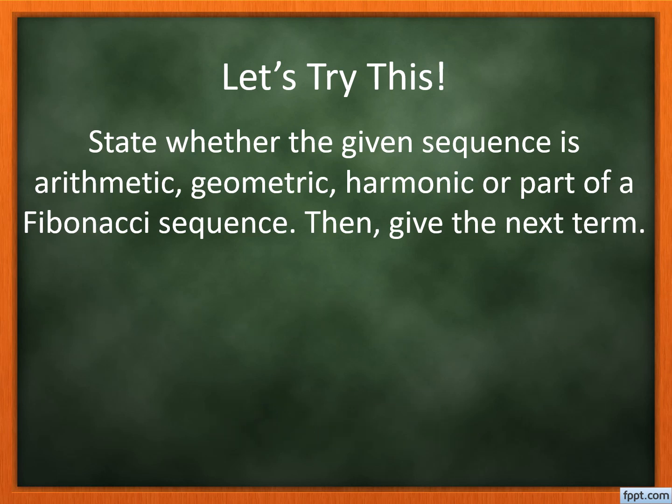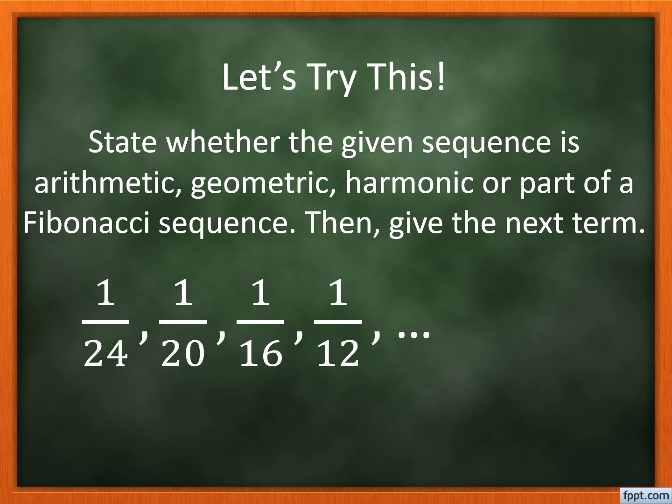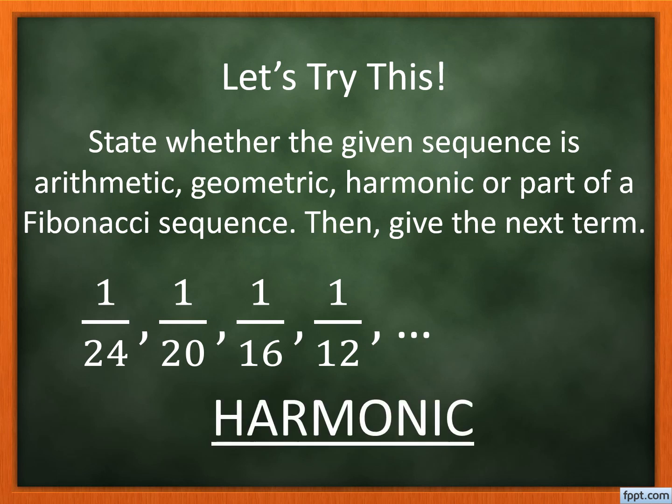Let's have the next one. 1 over 24, 1 over 20, 1 over 16, 1 over 12, and so on. What type of sequence is this? This one is harmonic sequence. And the next term is 1 over 8.